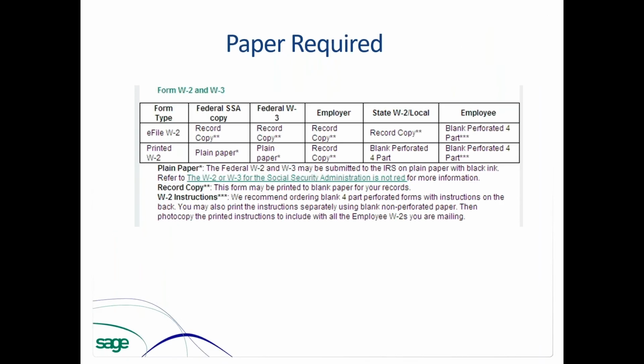And then your paper required, this is on page 43 in your main handout. If you're letting Aatrix do all your printing and your e-filing, the only thing you need to print is just a company copy, record copy, print those to blank paper, and you're done. If you are going to be printing your own forms, you need blank 4-part perforated paper.